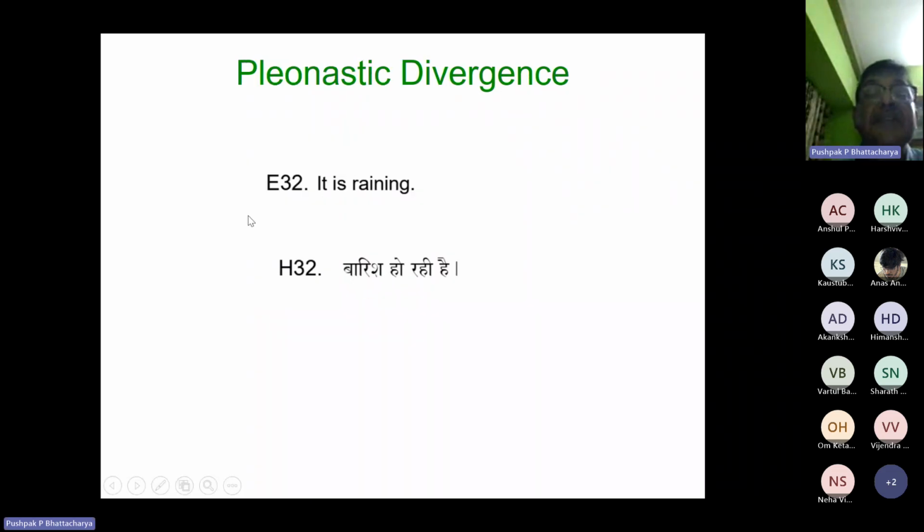Then pleonastic divergence is this. It is raining. So this it is called a pleonastic. It has no semantic role. It has no meaning actually. So in Hindi, you have to say बारिश हो रही है. It doesn't map to anything. It is like null subject divergence, but the null subject divergence is more general than pleonastic divergence. Pleonastic divergence is a special case of null subject divergence. Now, subject divergence can drop a pronoun. जा रहा हूँ. मैं is not necessary.